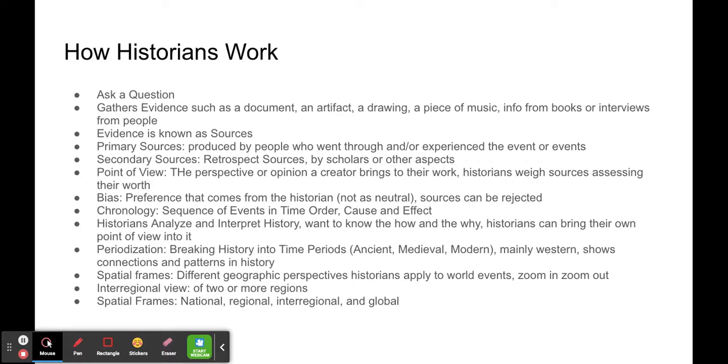So, zoom in, zoom out, those geographical perspectives. The interregional view looks at two or more regions. Spatial frames include national, regional, interregional, and ultimately global, looking at the whole world.